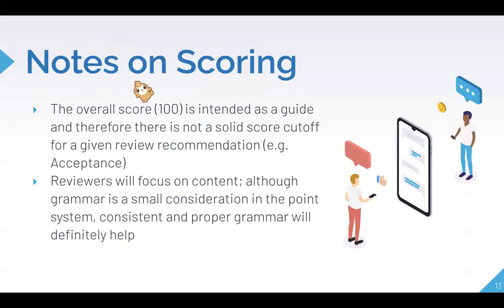And then notes on scoring. Your score will be out of 100, but it's more of a guide. There's no solid cutoff, like, oh, this person got 69 out of 100 and not 70 out of 100, so they can't be published. There's nothing like that. It's more focused on the content, and each paper is obviously going to be different. And grammar is a small consideration, but proper grammar obviously will help you get a better score.